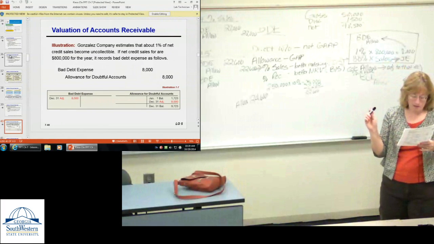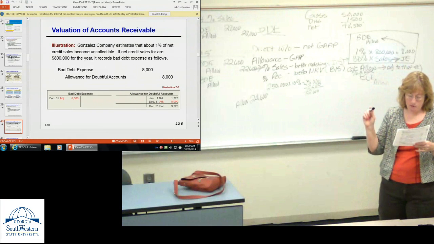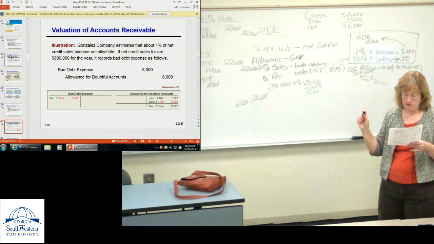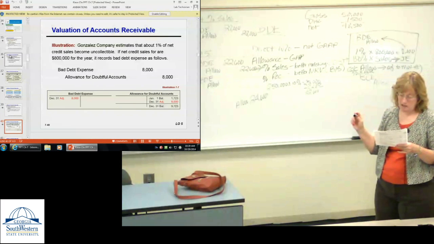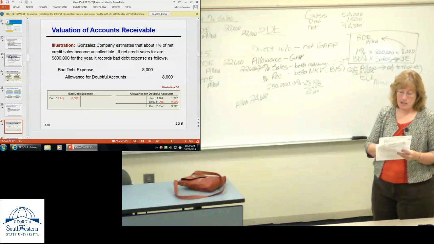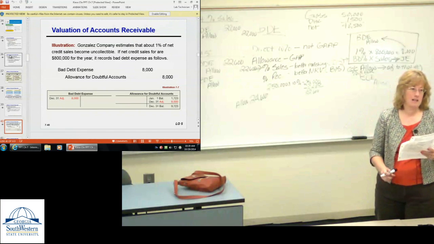But, okay, let's go back. They had sales of $1.4 million. They had accounts receivable of $250,000. They had an allowance for doubtful accounts of $2,400 credit. And they want $24,600 in the account. Jillian?